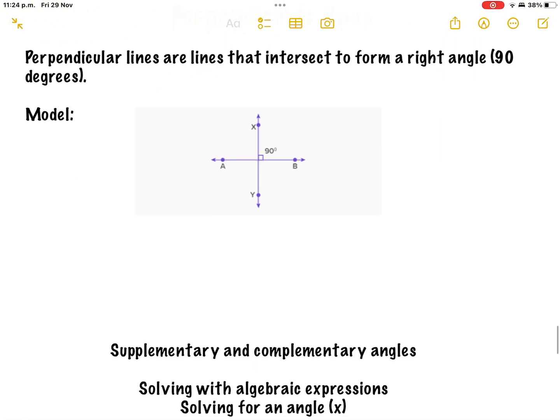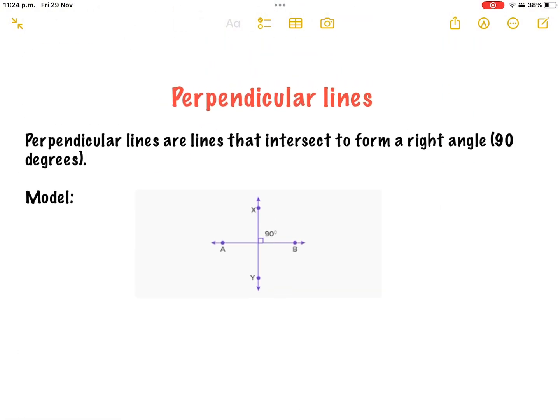Continuing with perpendicular lines. Perpendicular lines are lines that intersect to form a right angle. Normally, they form 4 right angles. For the perpendicular lines, there's a symbol that looks like a T, but it's not well positioned, like it shows in the video. All the angles measure 90 because they are all right angles.